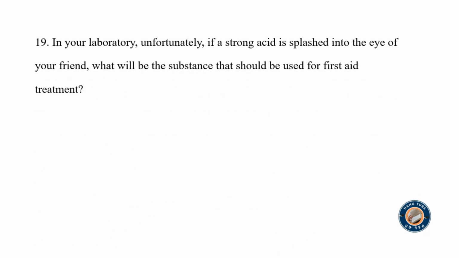Question number 19. In your laboratory, unfortunately, if a strong acid is splashed into the eyes of your friend, what will be the substance that should be used for first aid treatment?